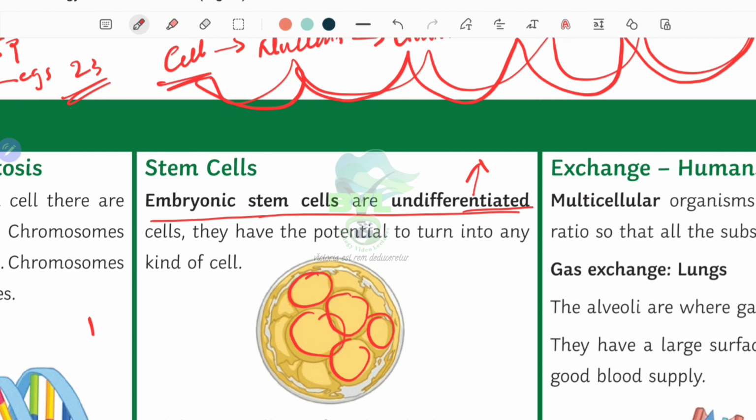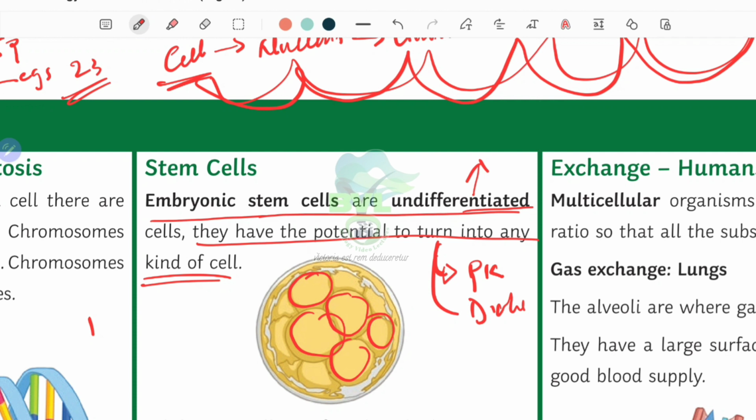Now, the good thing is, they have the potential of being turned into any kind of cell. So for that reason, they have the potential of being used medically to treat some diseases like Parkinson's disease, diabetes, and all of that. Of course, like I said, there's a session on the therapeutic use, or application, of stem cells much later on.